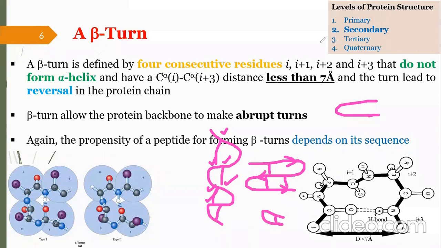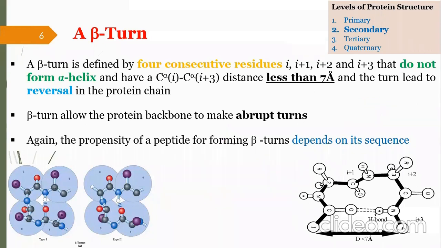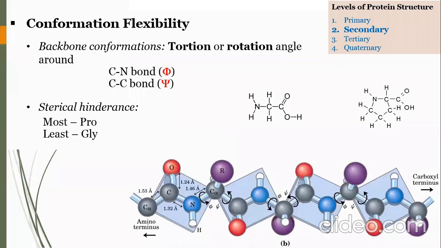Yes, sir. And next to it is the conformation flexibility. So a backbone conformation, torsion or rotation angle, bond angles around. So if this is an amino acid sequence, how much is this sequence flexible, how much can the sequence move. So in our mind, normally we think this is a rigid structure, but it is not like so.